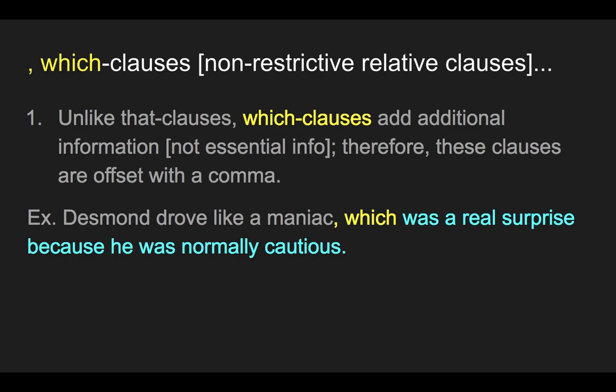Desmond drove like a maniac, comma, which was a real surprise because he was normally cautious. So in this case, which is acting as the subject, and then we've got was as the main verb. A real surprise is kind of acting like an object here. It's part of the predicate. Now we've got a complex structure. We're starting a brand new clause that's headed by the subordinate conjunction because we've got our next subject, he, and then we've got was normally cautious.